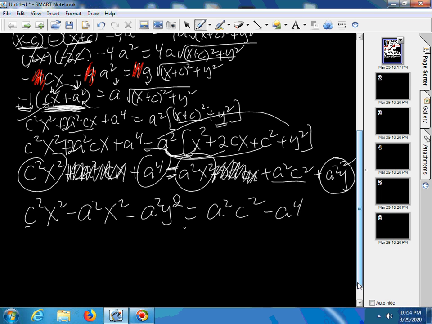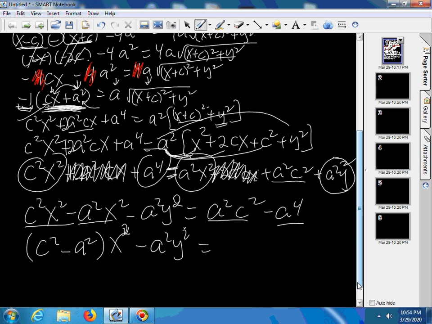On the left side, I have c squared x squares, and I'm taking away a squared x squares. So I have c squared minus a squared x squares minus a squared y squared. On the left side, I can pull out an a squared. Remember, a to the 4th is a squared times a squared. So I factor out a squared, and then what's left over, that is what I didn't cross out, I write down. I didn't cross out c squared, I didn't cross out a minus sign, and I didn't cross off that a squared.